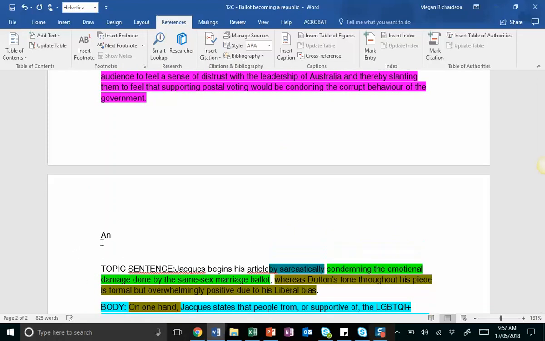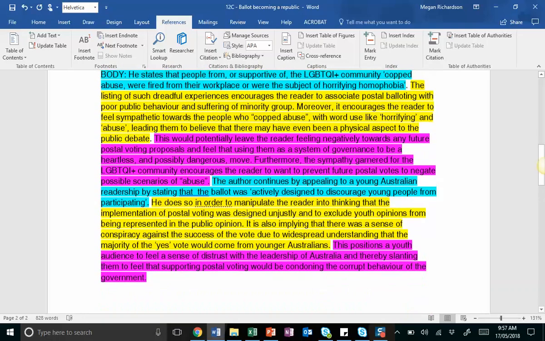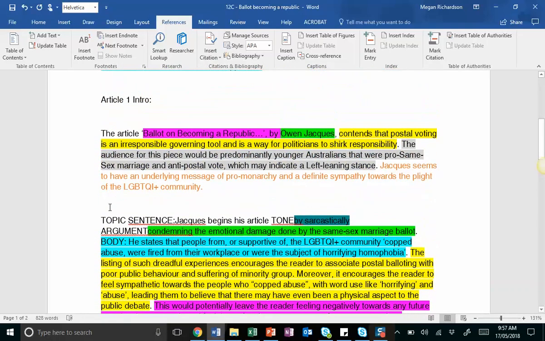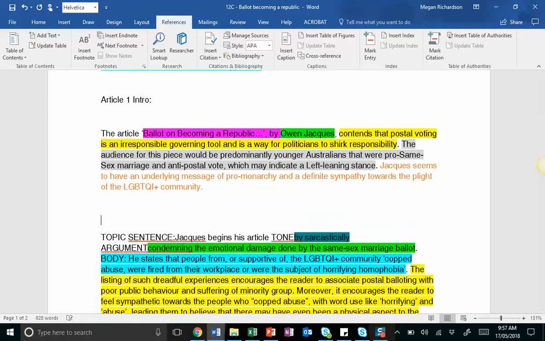A comparison paragraph example. And then this is an Article 1 paragraph example. Does that make sense?